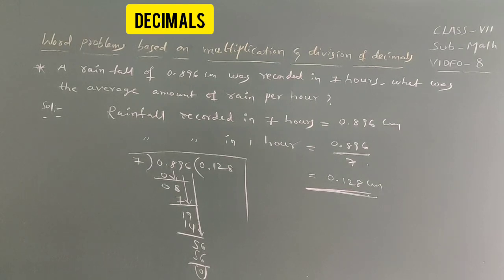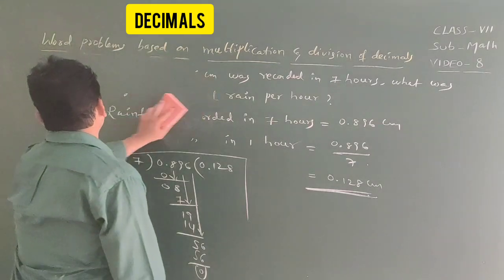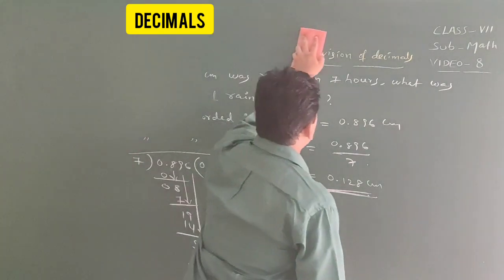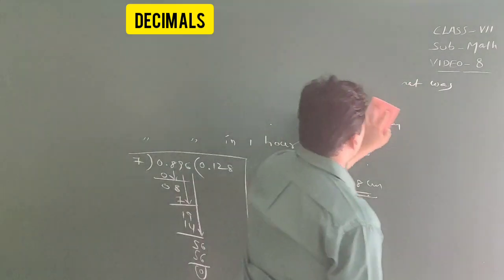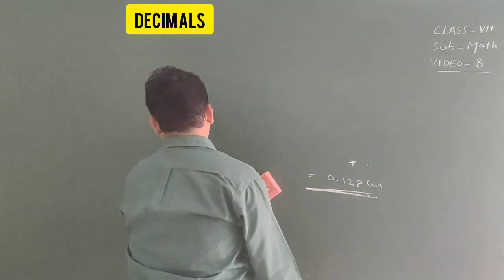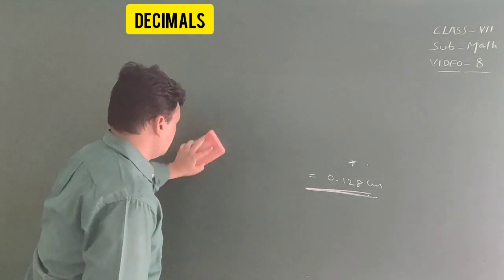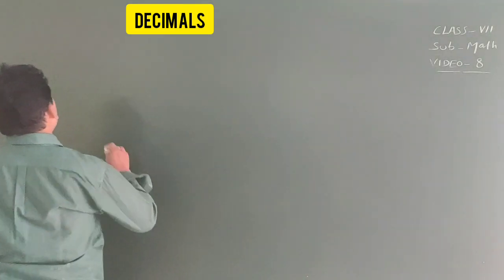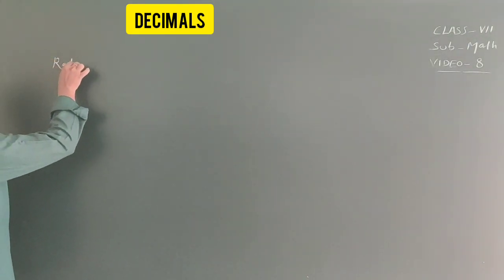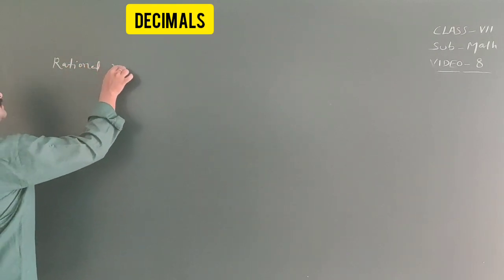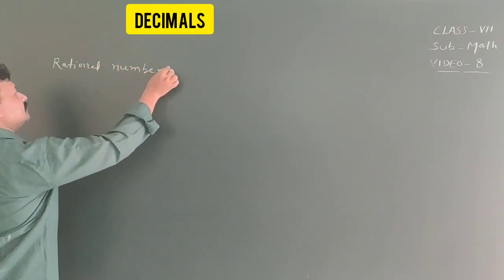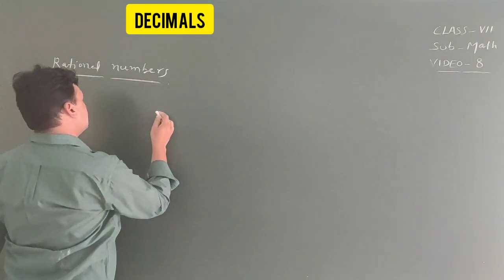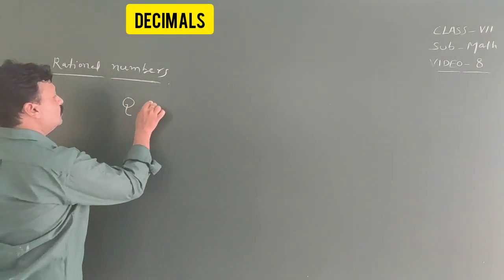Okay. Next, a small topic based on the state board area, that is rational numbers. Rational numbers are denoted by Q.